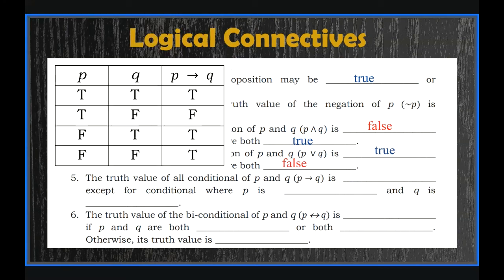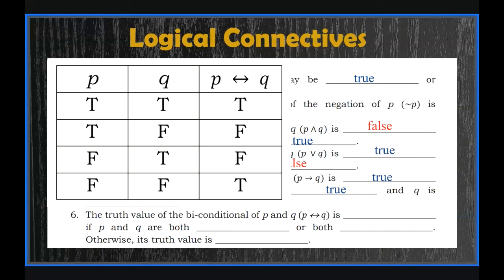We have here conditional. Ano naman ang meron sa conditional? Okay? True siya sa kahit anong possible combination ng P and Q, right? Except for conditional where P is true and Q is false. Kasi if we have that case, yung conditional natin ay magiging false. And then lastly, we have the biconditional. Okay, anong masasabi nyo sa biconditional? Kailan siya true? Kapag parehong true ang P at saka Q or pareho silang false. Okay? Kapag magkaiba ang P at saka Q, ang truth value ng biconditional ay false.